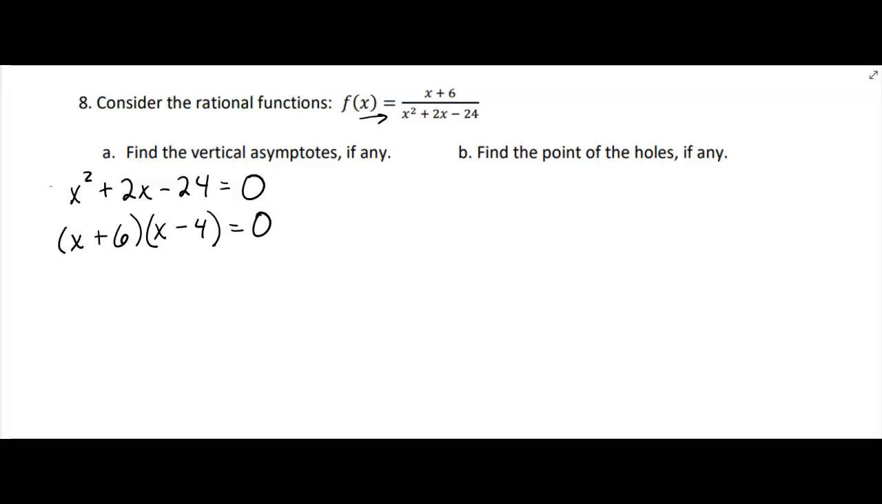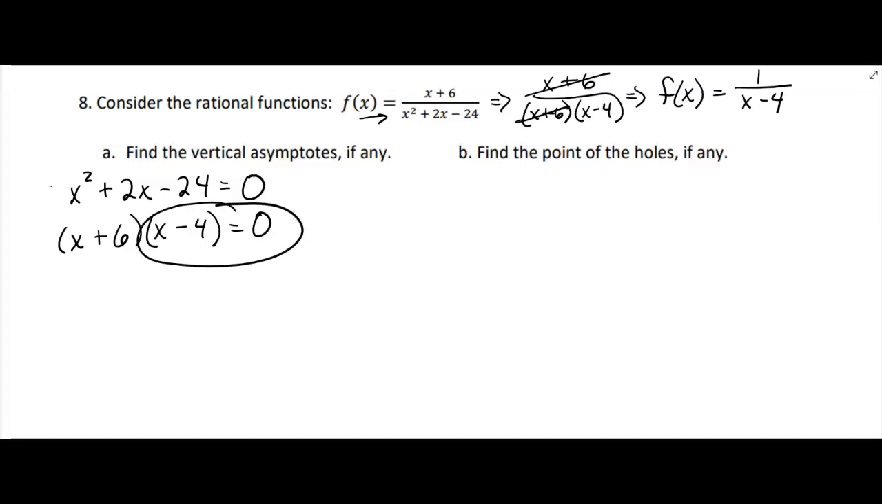Now, this creates an interesting situation. So you have x plus 6 over x plus 6 times x minus 4. Well, guess what? That x plus 6 and that x plus 6 cancel. And so we get the function f of x actually equaling 1 over x minus 4. Now, you might say, well, what about that x plus 6? We'll talk about that in a minute. It won't be an asymptote. The only vertical asymptote we're going to get is from here.